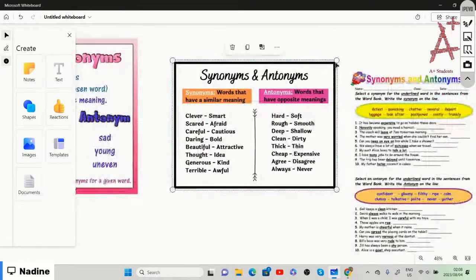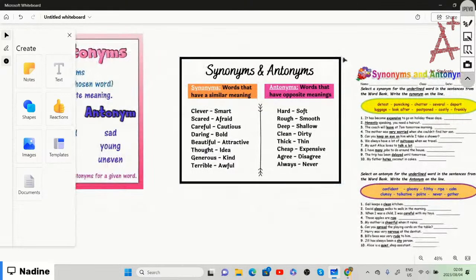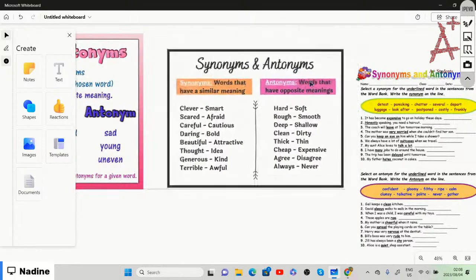And if we look at a few examples of synonyms and antonyms, let me make this a bit bigger.